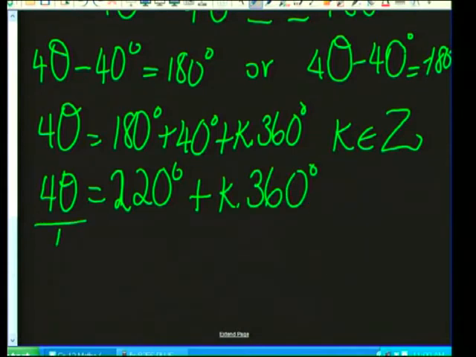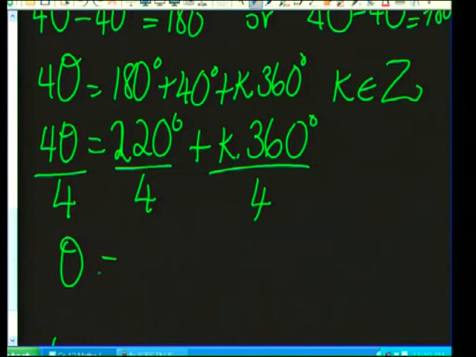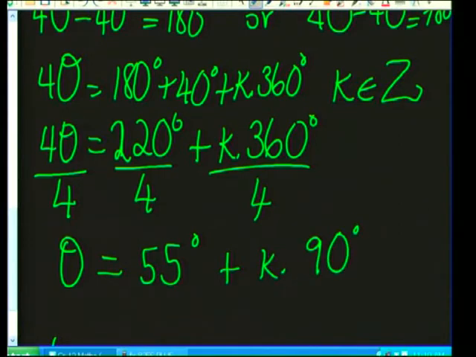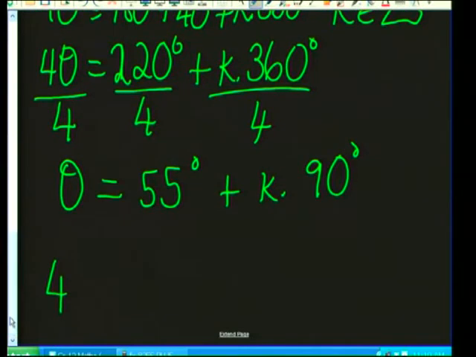Then we divide through all the way by 4. Now theta will equal 55 degrees plus k 90 degrees. So that's your first general solution. You're not done. So let's do the other part.